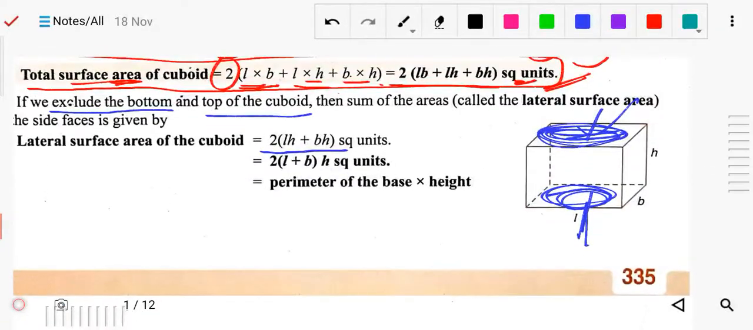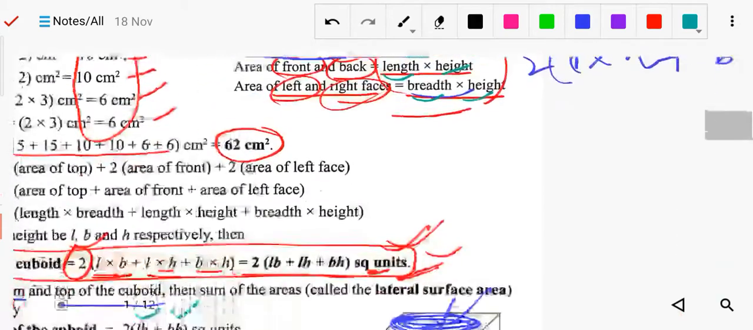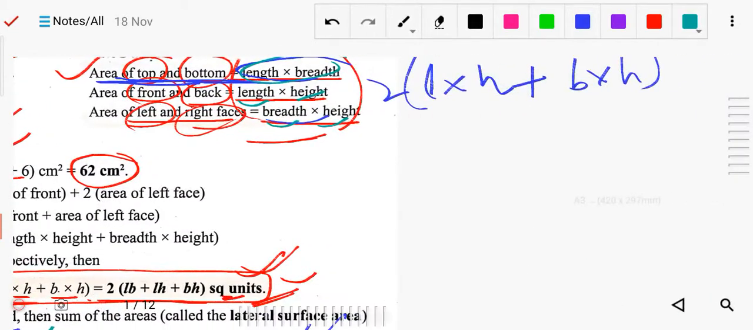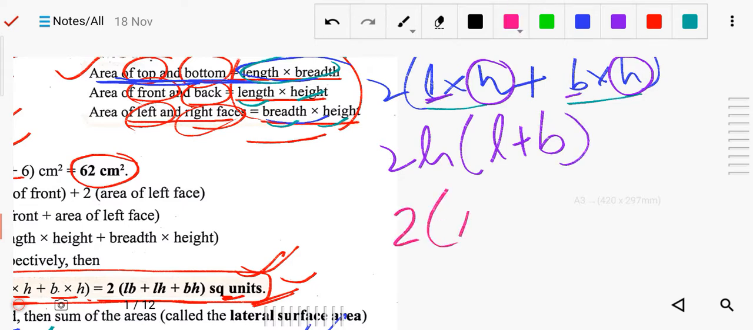You can see L into H and B into H, which I also write here, L into H plus B into H. Here H and H are common, so it is taken out. Now what is left is L plus B only. Can we write it again like this: 2 into L plus B, and this is again H.